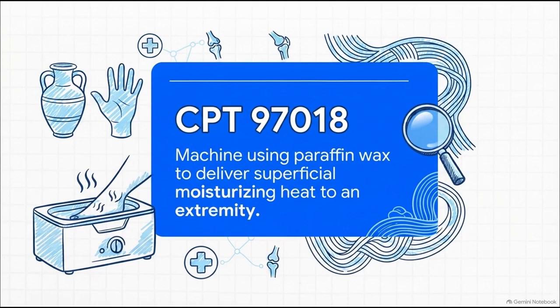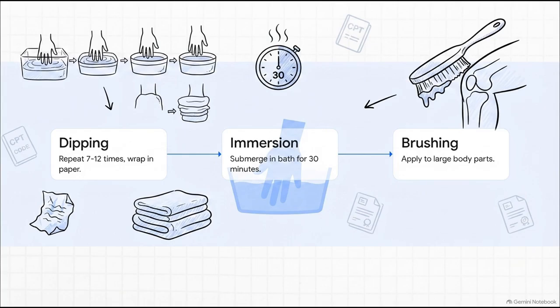This isn't just about casually warming up a joint. It's a highly targeted thermal therapy designed to penetrate those irregular surfaces, especially on the hands and feet. Let's look at how this plays out in clinical practice. Providers generally use one of 3 distinct application techniques. And as a coder, you might spot any of these in the documentation.